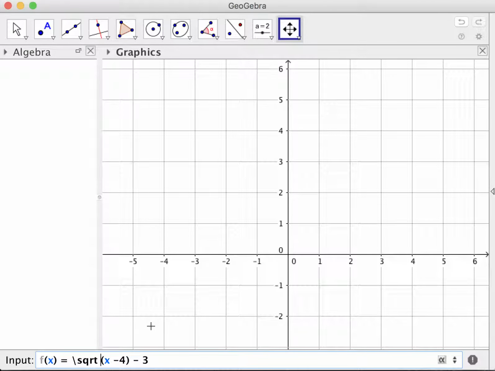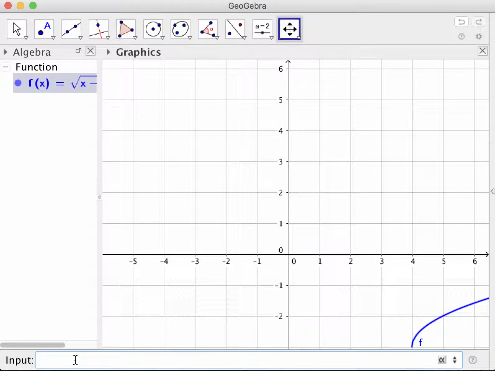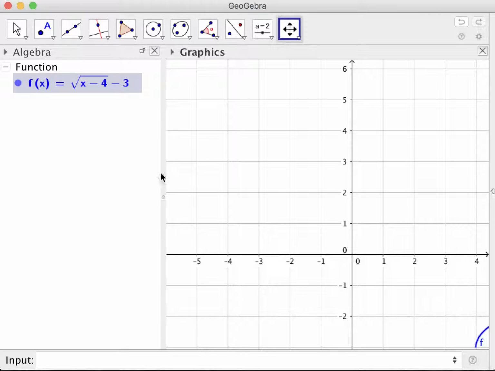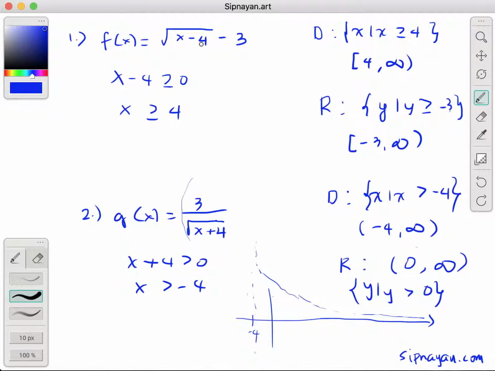Oh, may slash pala. Akala ko LaTeX pa rin. Okay. Alright. So, check natin kung yun nga ba yun. Square root of x minus 4 minus 3. Similar ba dito? Okay, x minus 4 minus 3.